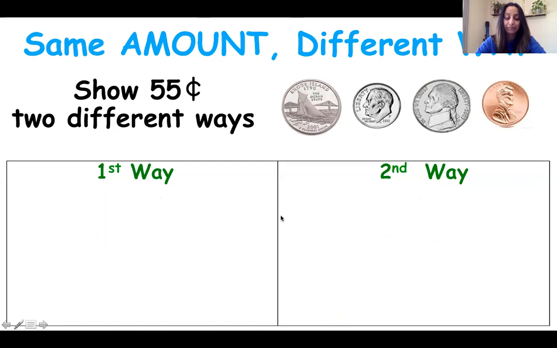Let's try another one. Here we want to show 55 cents. Why don't you try this on your own? Grab a piece of paper, divide it in half, write first way, second way, and show me 2 ways that you can make 55 cents. Remember, the coins we can use are quarter, dime, nickel, or penny. Go ahead, pause the video, try this one on your own, and then play to check your work.